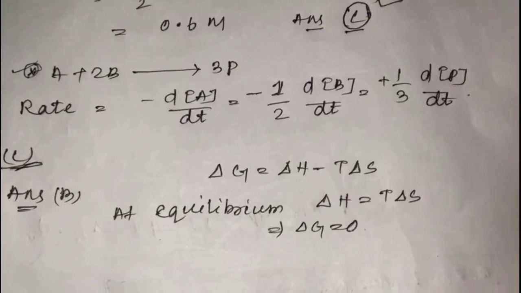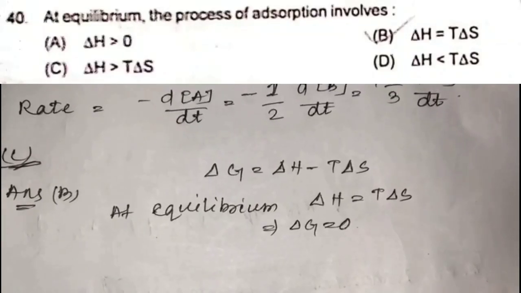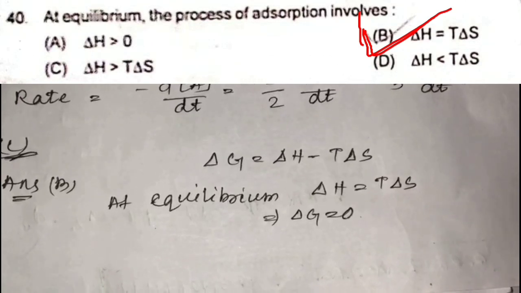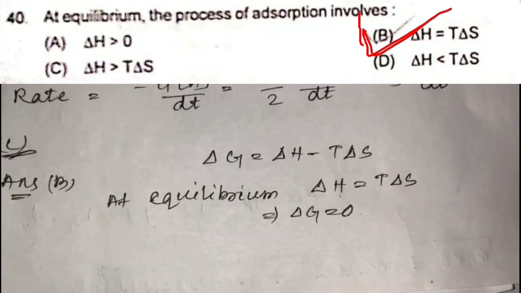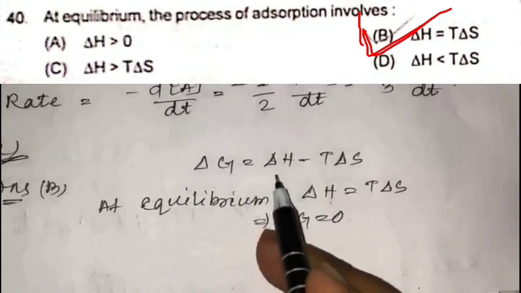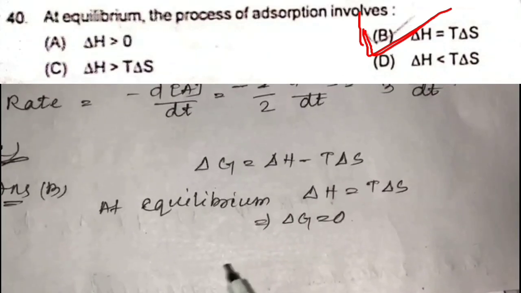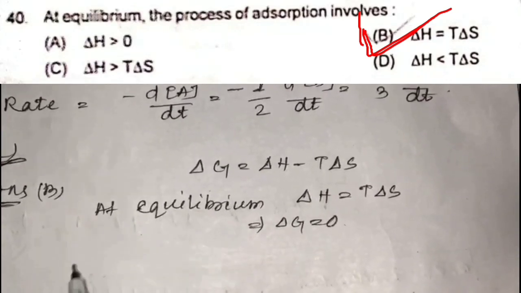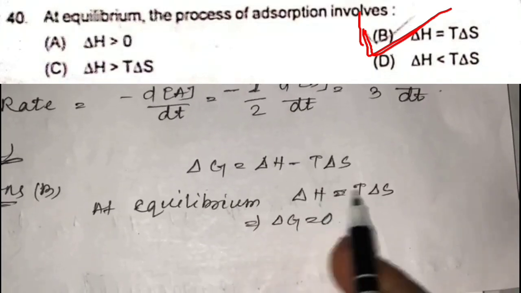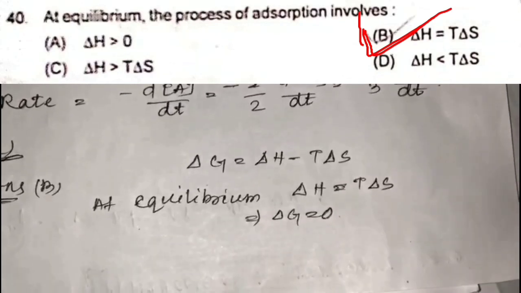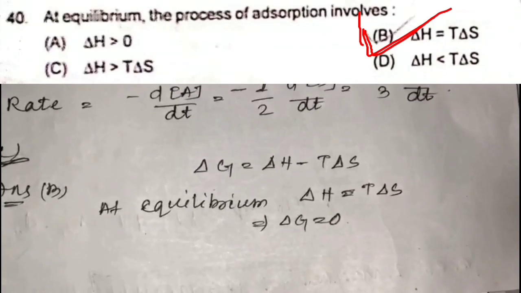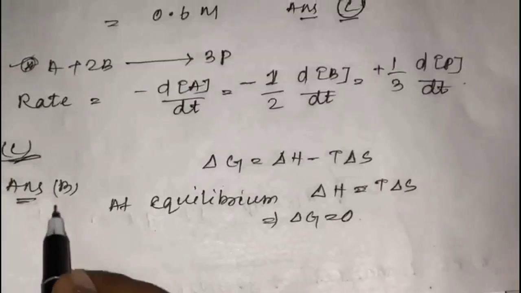Okay, our next question is: at equilibrium, the process of adsorption involves. You know the change in Gibbs free energy, del G, is equal to del H minus T del S. But at equilibrium, del H will be equal to T del S. If this happens, then del G must be 0. So the correct answer for this question is B.